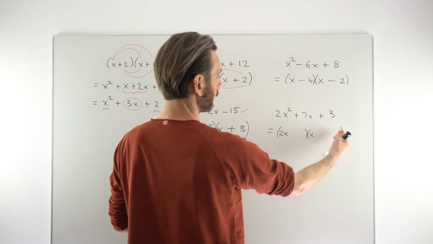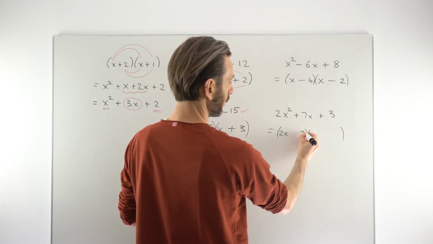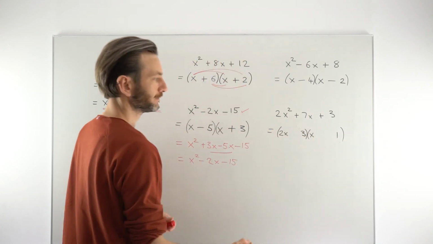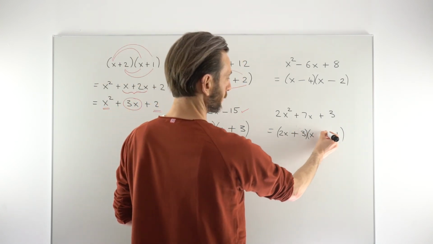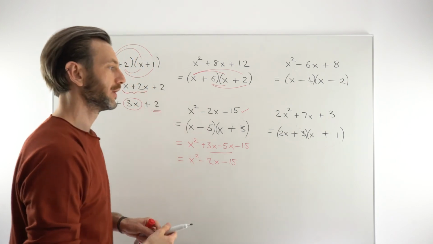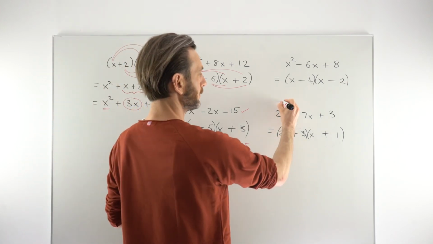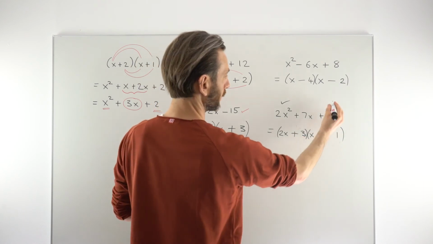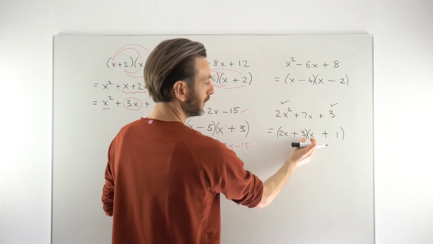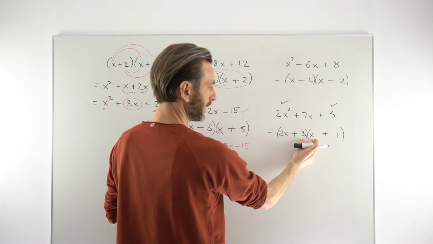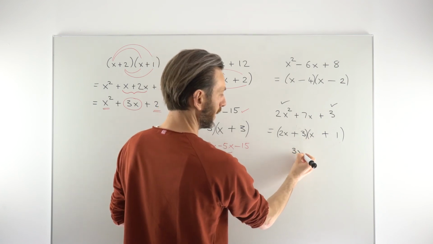We know it's either 1, 3 or 3, 1. So let's maybe try 3 and 1. And we'll put in a plus and a plus to see how we're getting on with that. So just checking that: 2x times x gives us 2x squared, that's fine. So check. 3 times 1 gives us 3, perfect. These two would combine to give you a 3x, so I'll just write that down, 3x.